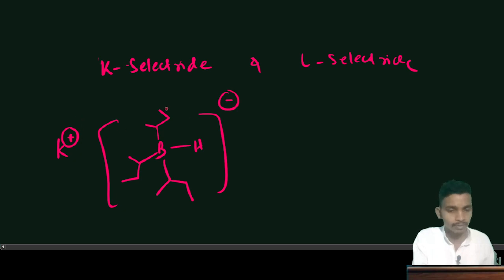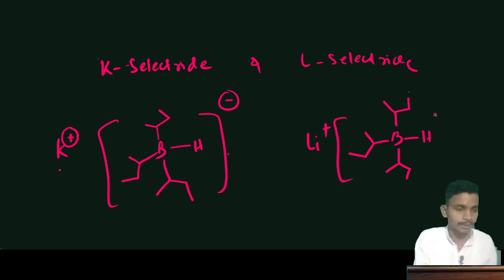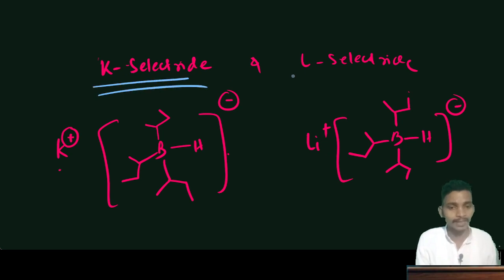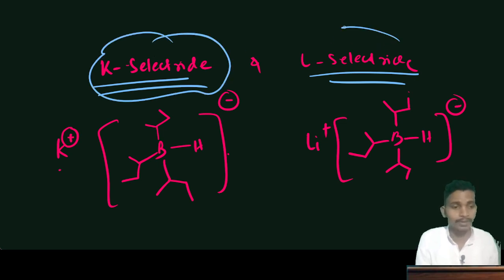Okay, so this is the K-selectride, which means potassium will be there. And here L-selectride means lithium plus will be there, with these groups. Here H, let's say H, because this is the butyl, so methane, ethane, propane, butyl, and this is the negative charge. This is K-selectride and L-selectride. Note that whenever in examinations they simply write K-selectride or L-selectride, they will not define the structure.